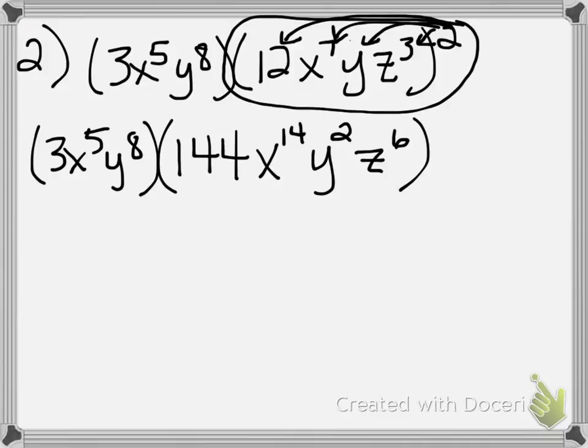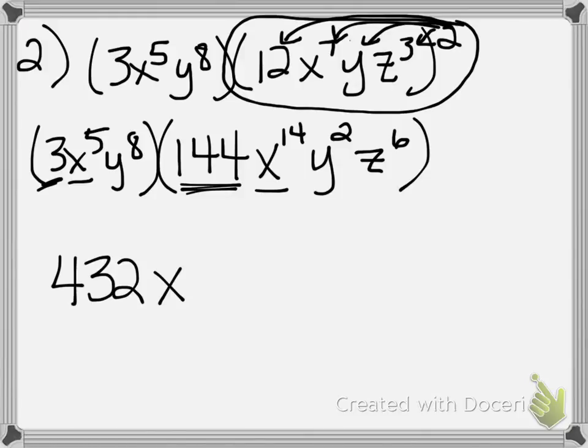Okay, so now what I have to do is I have to multiply. So these whole numbers, the 3 and the 144, you multiply those two numbers like you would anything else. So 3 times 144 is going to be 432. And then I have x to the 5th, x to the 14th. So I have to add those exponents because it's multiplication, so you're adding the exponents. And 5 plus 14 is 19, so I'm going to have x to the 19th.